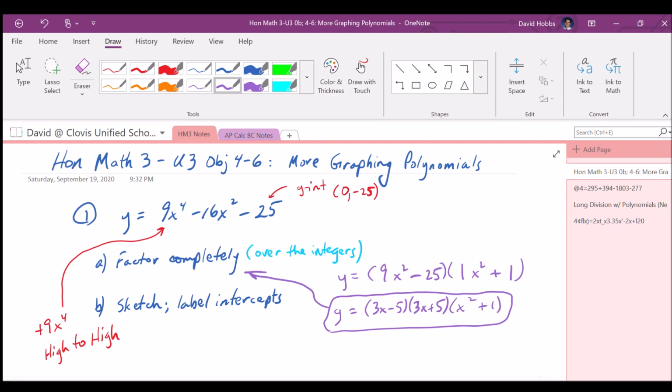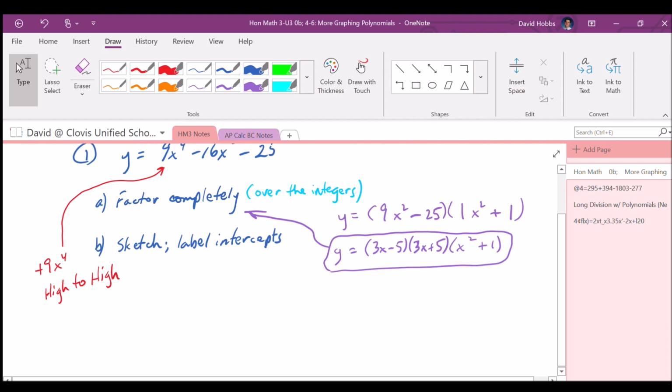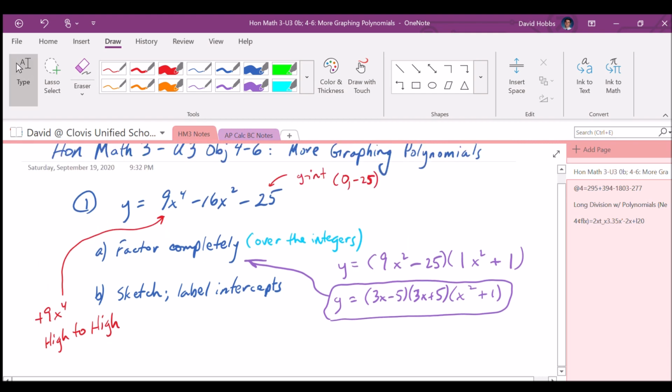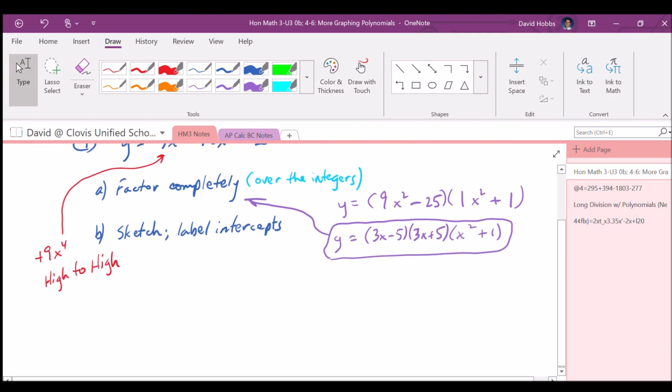Now part B. Part of the sketch we already know: it's high to high, and we know the y-intercept. Now the x-intercepts, the other intercepts, are very important, obviously. We find those by plugging in 0 for the y. If we plug in 0 for the y, well, we're already in factored form. So our zeros are, if I set 3x minus 5 equal to 0, I would get positive 5/3.